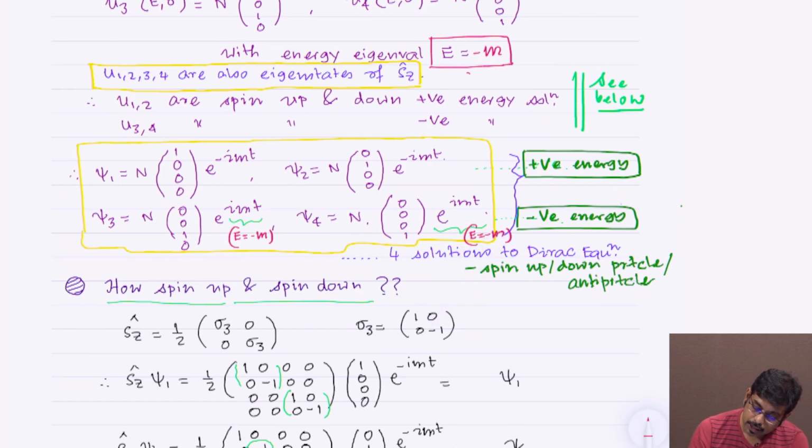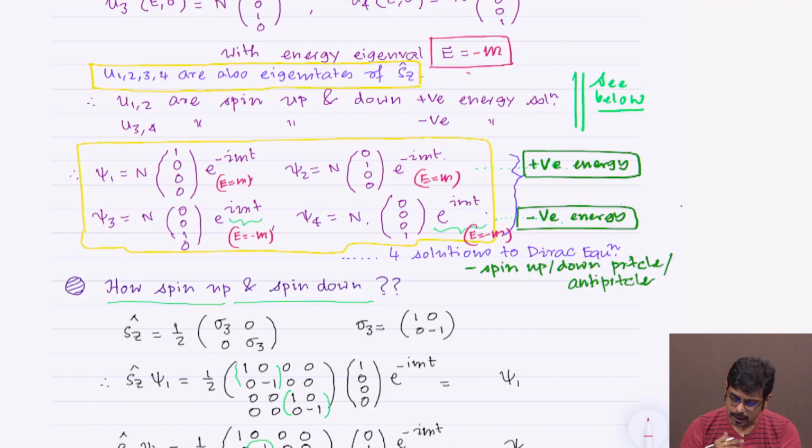So, these are the two negative energy solutions and these are the two positive energy solutions. So, we are getting both particle and antiparticle solutions. Now, the question can be asked that I expected it is good enough to have one positive energy solution and one negative energy solution, that is one particle-like solution and one antiparticle-like solution. But why do I have two particle-like solutions and two antiparticle-like solutions?